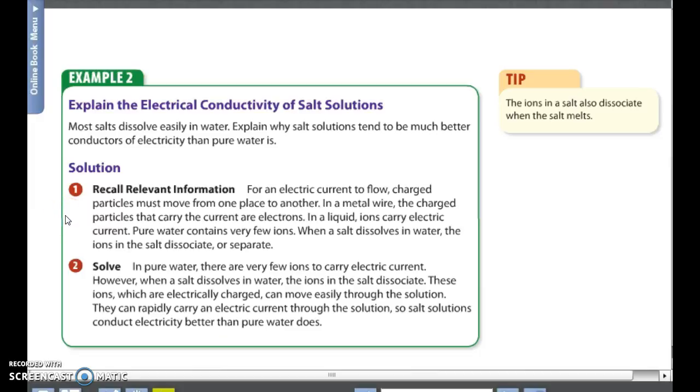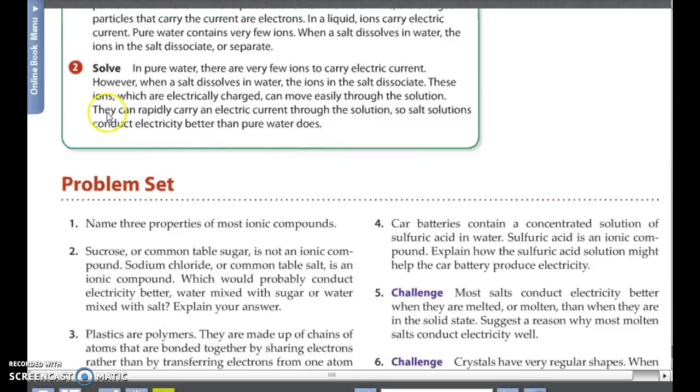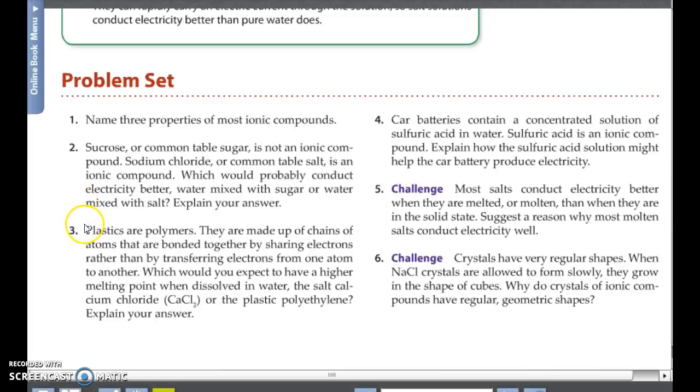For an electric current to flow, charged particles must move from one place to another. In a metal wire, the charged particles that carry the current are the electrons. In a liquid, ions carry electric current. Pure water contains very few ions. It's just H2O. When a salt dissolves in water, the ions in the salt dissociate, or separate, and so they can rapidly carry an electric charge because of the positive and negative dissociated ions, so salt solutions conduct electricity better than pure water does. Read questions 2 and 3, hit pause, get your own answer.